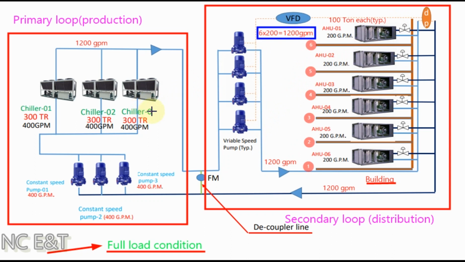And as the primary loop is designed for a constant flow of 1200 GPM, there will be a constant flow of 1200 GPM throughout the total chill water piping network. In this case, the decoupler line or bypass line will be idle, as the chill water flow in the return line coming from the secondary loop is equal to the chill water flow in the return line inside the primary loop. So no need to bypass any chill water from the supply side.